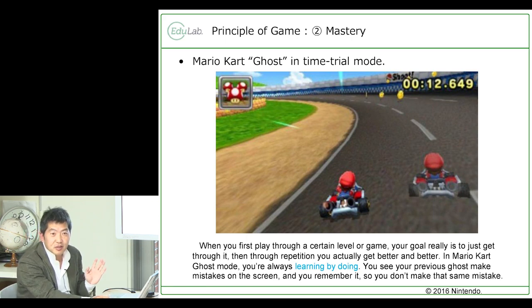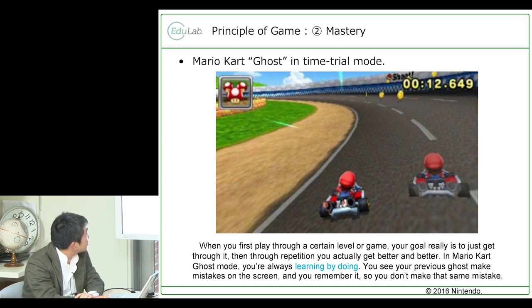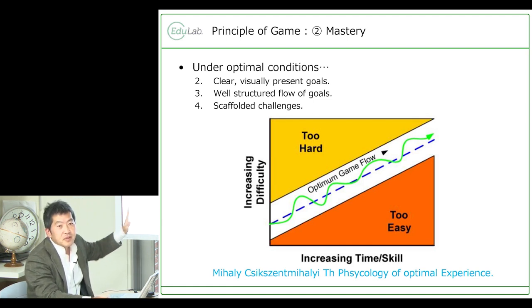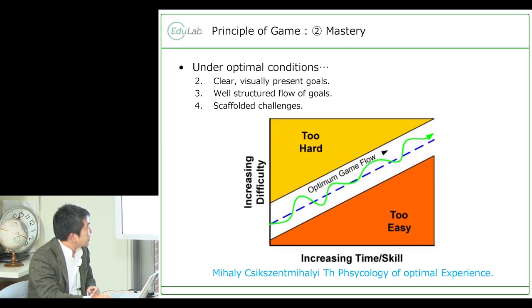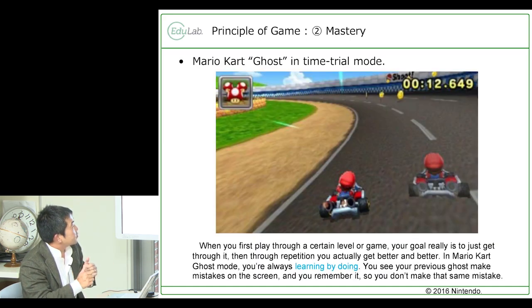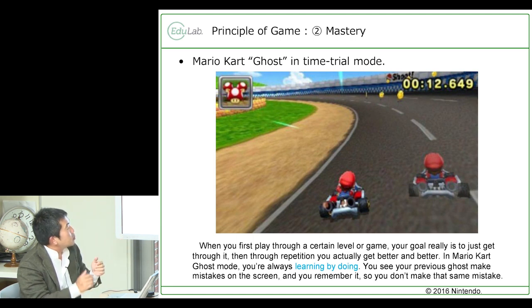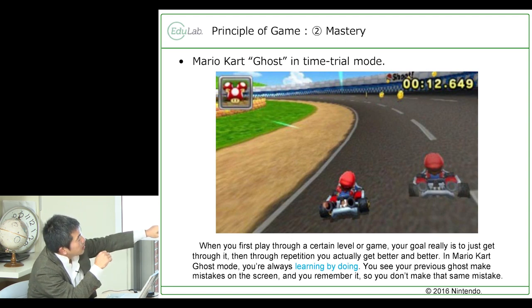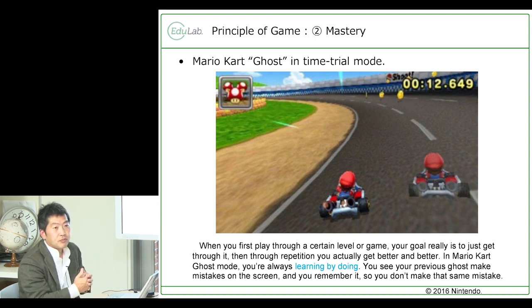I think I mentioned the ghost of Mario Kart, so I added another slide. Mario Kart has a ghost function in a time trial mode. Let's say you are a beginner using this Mario Kart game. Eventually, you get to play with your friends. But in the early stages, you would probably want to practice. So what Mario Kart did was, you see a ghost. That is the fastest lap you have earned in this game. So you can compete with your best lap and learn from doing.